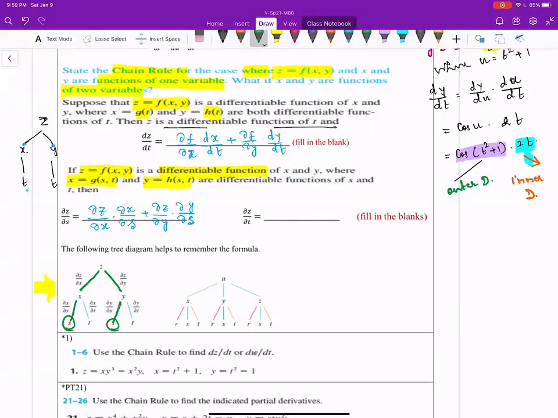Then if you are differentiating partially with respect to t, dou z by dou t, it is a similar idea. You first differentiate z with respect to x partially, and then x with respect to t partially, then dou z by dou y, the partial derivative of z with respect to y, and then the partial derivative of y with respect to t. So here you have z with respect to x, then x with respect to t, z with respect to y, and y with respect to t.